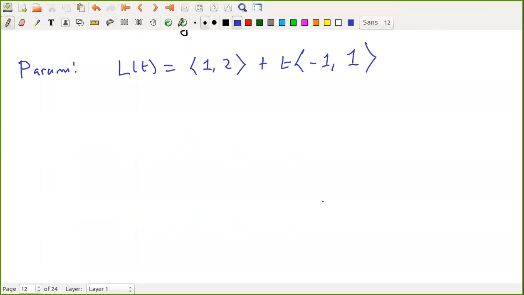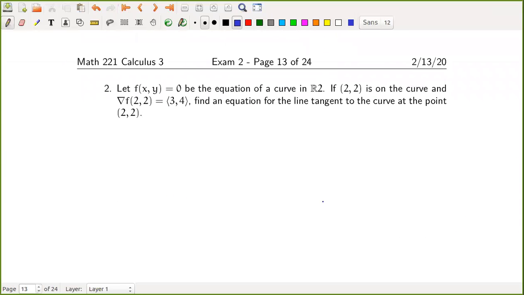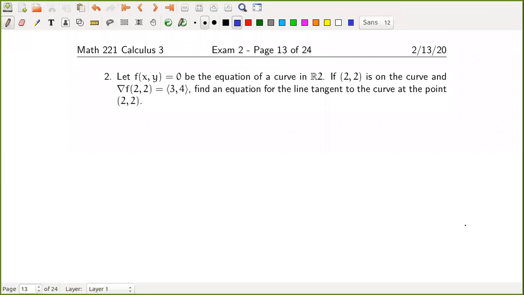Okay, let's go on to part 2. This is very similar. So we'll do the normal equation first. And again, if this was a test or something, I would tell you whether I wanted the normal equation or the vector parameterization. But since this is a review, I'm just going to do both since it's instructive.